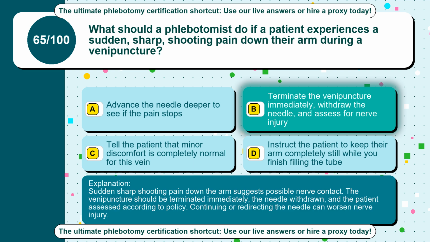Sudden sharp shooting pain down the arm suggests possible nerve contact. The venipuncture should be terminated immediately, the needle withdrawn, and the patient assessed according to policy. Continuing or redirecting the needle can worsen nerve injury.